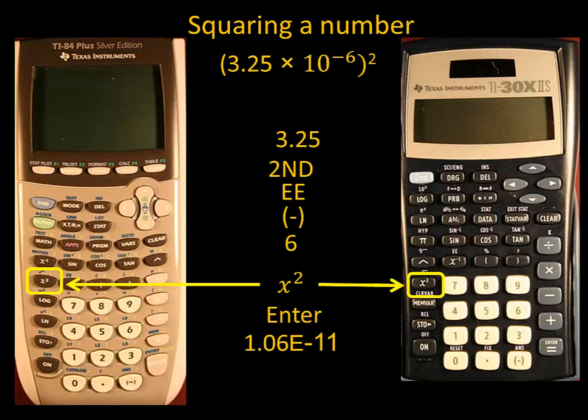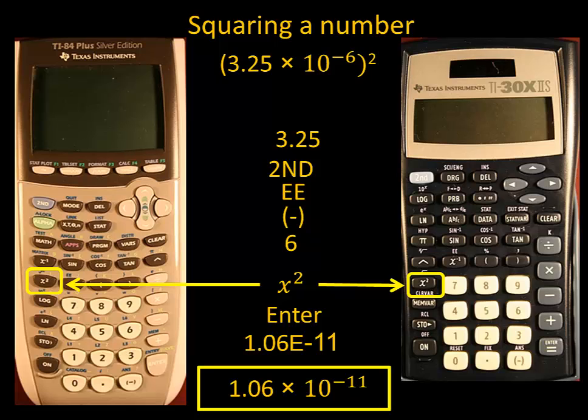That's the way the TI-83 would show it. Here's the way the TI-30 will show it. And that's the way you should write it on a homework assignment. Once again, we were able to take full advantage of the fact that the calculator treats the entire 3.25 second EE minus 6 as a single number in its memory.